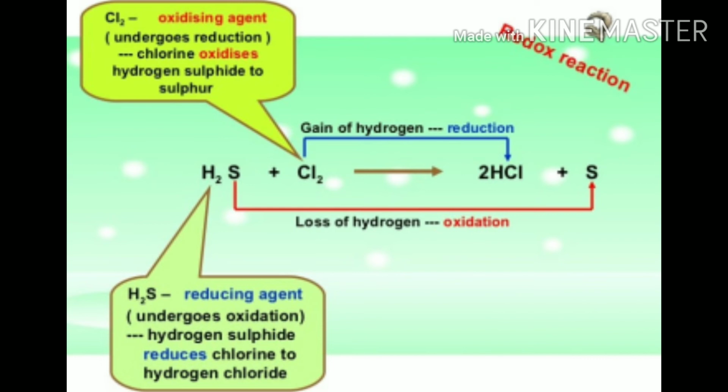In this reaction, hydrogen sulfide is the reducing agent. It reduces chlorine to hydrogen chloride, whereas chlorine is the oxidizing agent. It oxidizes hydrogen sulfide to sulfur.